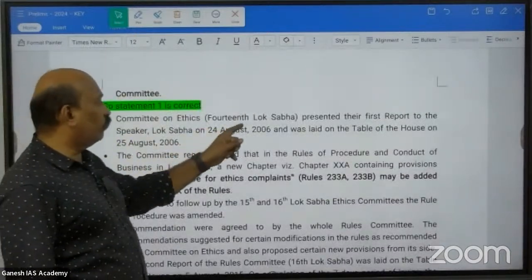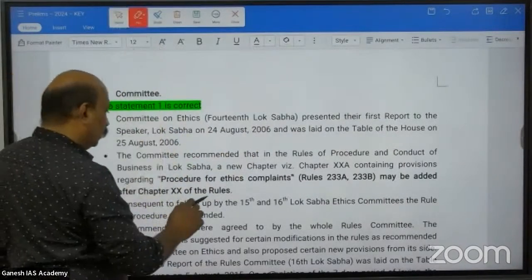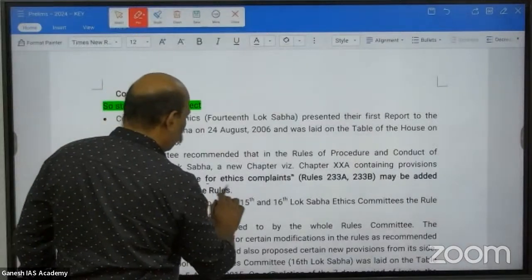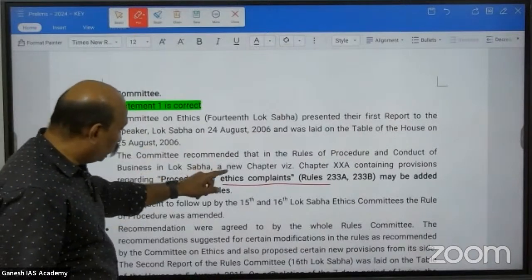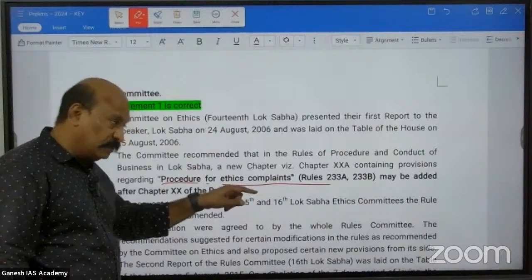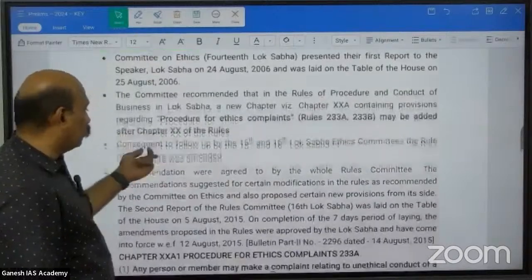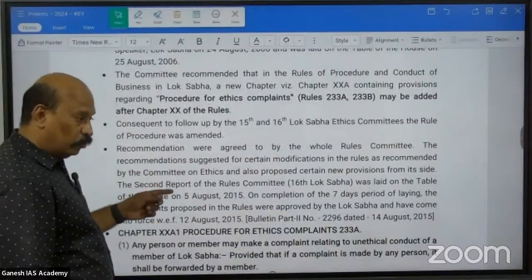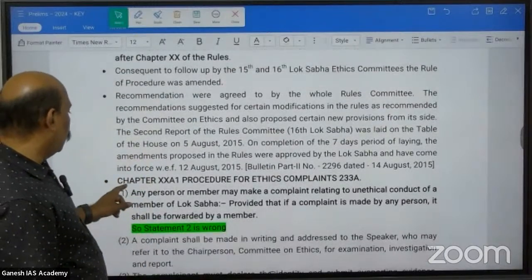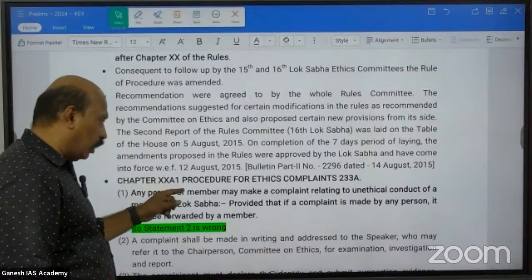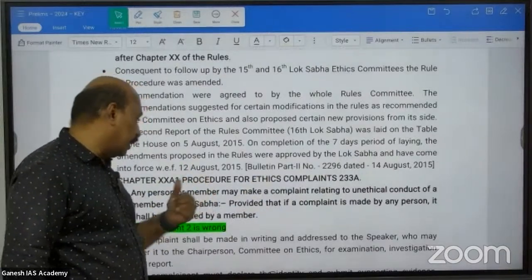Then the Committee on Ethics of the 14th Lok Sabha presented its first report, where it recommended, look at this highlighted one, the bolded one. This was later amended. The recommendation of the 14th Lok Sabha was pursued by the 15th and 16th Lok Sabha, and after the 16th Lok Sabha's approval, the rules of procedure were amended, and Chapter 20A, the procedure for ethics complaints, rule 233AA, was added to the rules of procedure of the Lok Sabha.